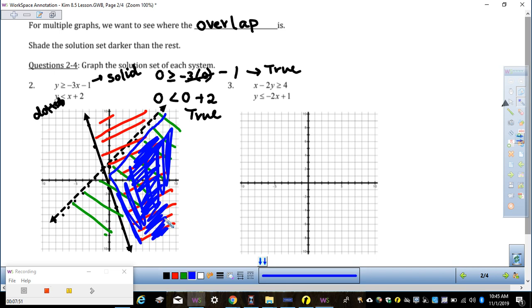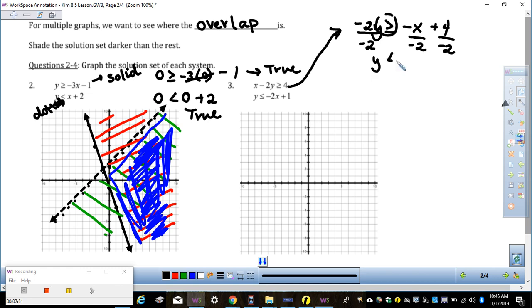Taking a look at example number 3, this top equation actually needs to be rearranged into slope-intercept form. So I'm going to do that up here, starting by subtracting x from both sides. So negative 2y is greater than or equal to negative x plus 4. We're going to divide every single term by negative 2, which means, as a reminder to myself, I'm going to circle that inequality sign. I need to change the direction. So I end up with y is less than or equal to, here the negatives are going to cancel, so I'm left with positive 1/2 x minus 2.